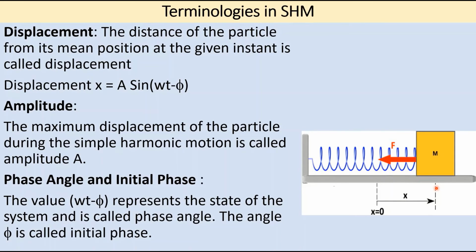Next, phase angle and initial phase. The value of omega t minus phi represents the state of the system and is called phase angle. So here omega t minus phi represents the phase angle and phi represents the initial phase. If the particle is at mean position when t is equal to 0, then this phi will be equal to 0. That is, the initial phase will be 0. So then the displacement is x is equal to a sin omega t, or the phase angle is equal to omega t.